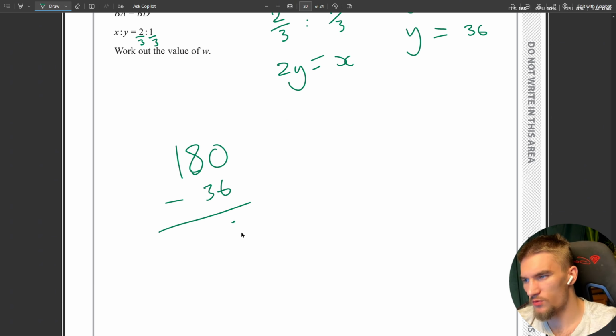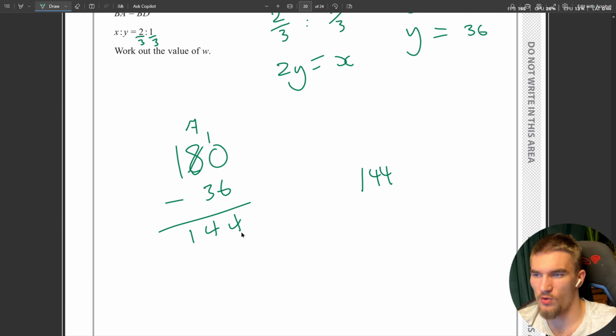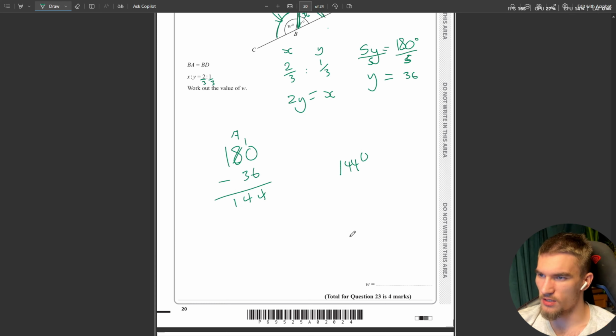0 minus 6, we can't do that. So, well, it's not 0 then. I have to borrow from the other side. So that becomes a 7, that becomes a 10. 10 minus 6, that's 4, 7 minus 3, that's 4. And then that's 1, so 1, 4, 4, sorry. And that's the answer, that's what w is.